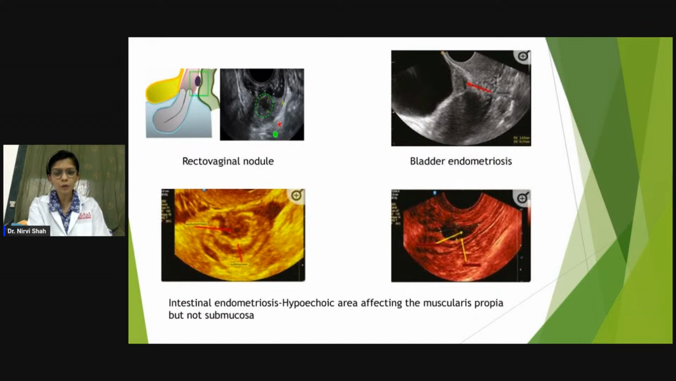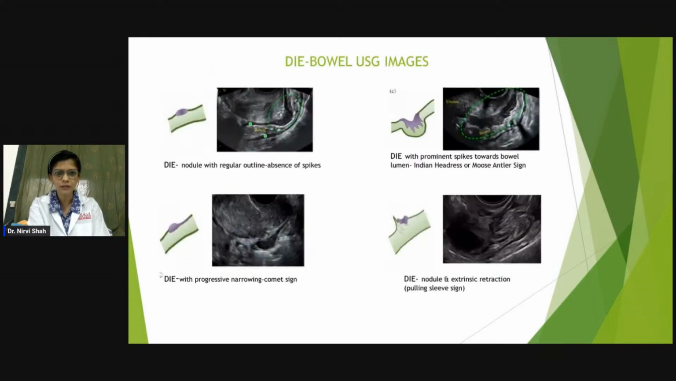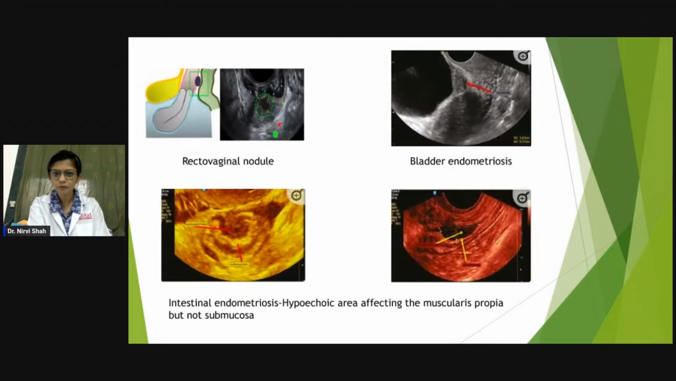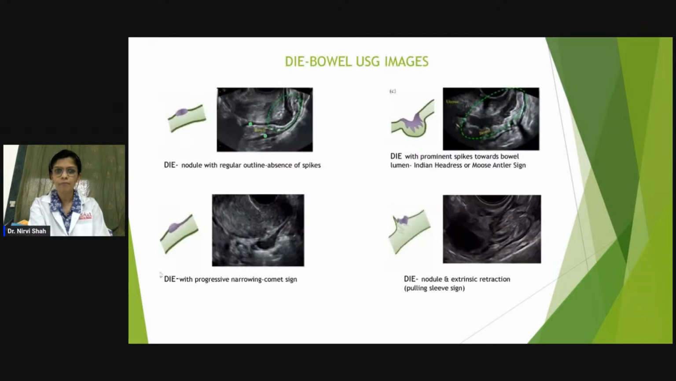This is bowel endometriosis. It is the intestinal area. Okay. So it is affecting the muscularis propria. It's again a hypoechoic nodule right in the center. And here also, if you see, the submucosa level is intact. The muscularis has been affected. So there are a couple of signs in deep endometriosis related to the bowel, especially for a hypoechoic nodule.